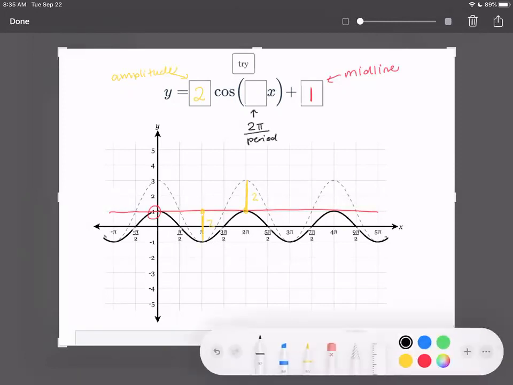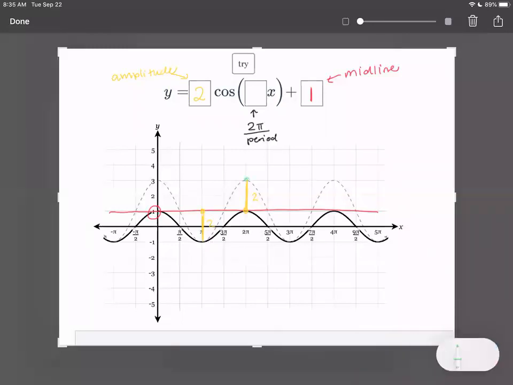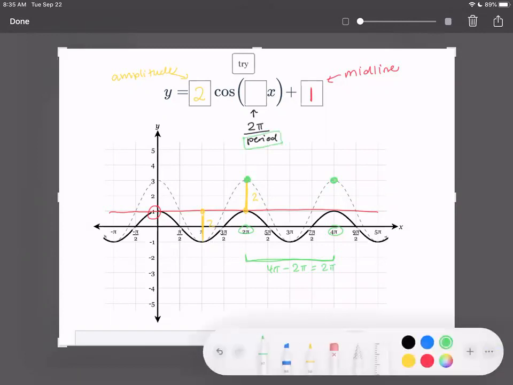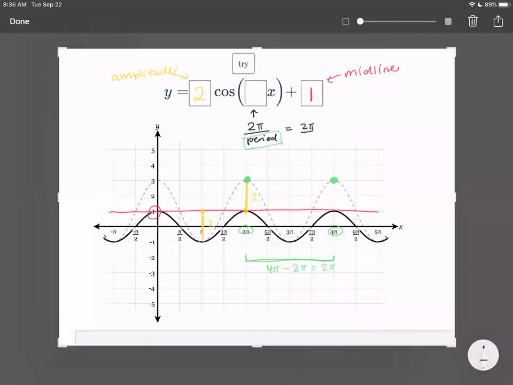Okay, and so let's find our period. Our period, you can take any 2 top values. So I'm just going to choose these 2, and we're going to subtract them to find the distance. So we have a 4 pi and a 2 pi, right minus left equals our period. So 4 pi minus 2 pi is equal to 2 pi. So our period is 2 pi. Let's calculate that out. 2 pi over 2 pi equals 1. So our b value in this equation is also 1.